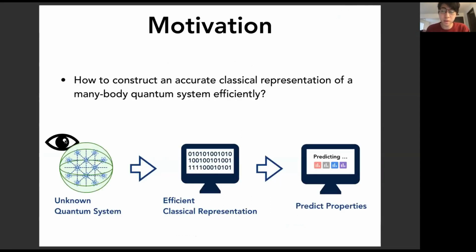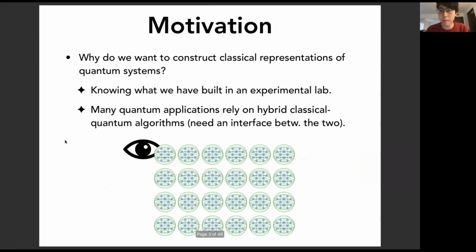The main motivation for our original work is to understand how we can efficiently construct an accurate classical representation of a many-body quantum system. Suppose you have this unknown quantum system that you prepare in your lab or your quantum computer. You want to construct an efficient classical representation such that you can use it to predict various properties of the original quantum system. So why do we care about this task?